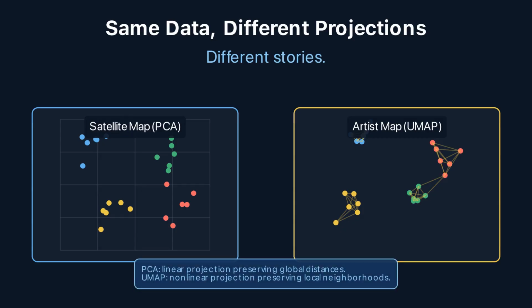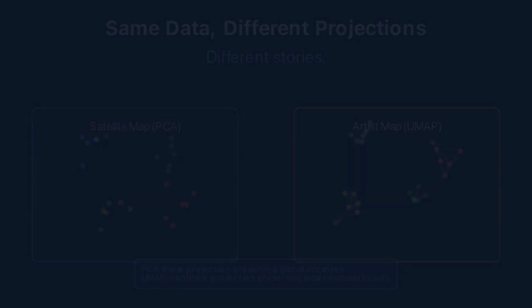PCA and UMAP are these two maps. Understanding when to read each one is the most important skill in exploratory data analysis.